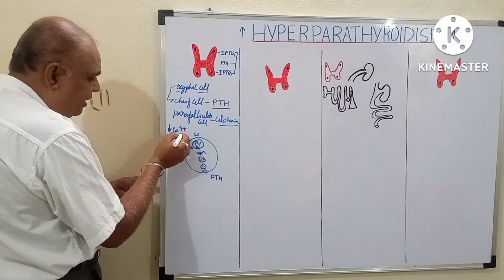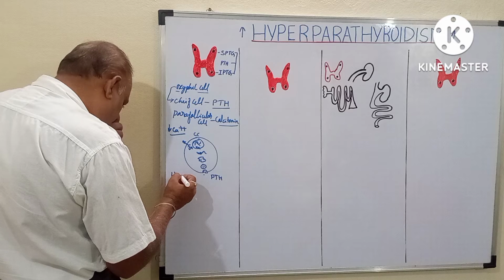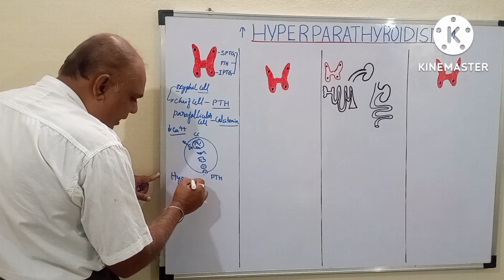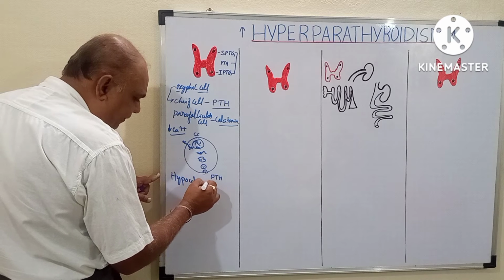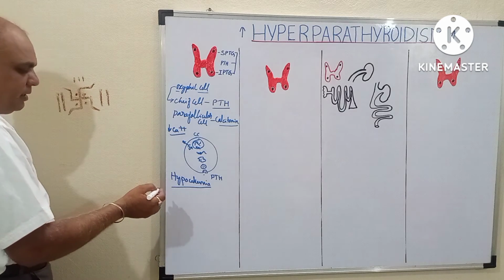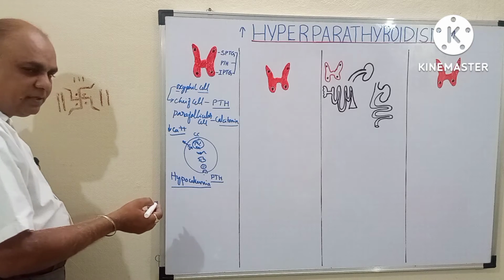So whenever there is a low calcium level in our blood, it is called hypocalcemia. That means hypocalcemia is primarily responsible for parathyroid hormone secretion.